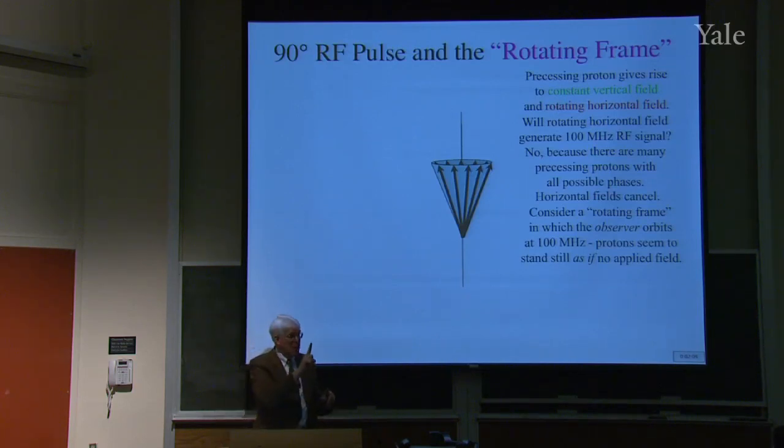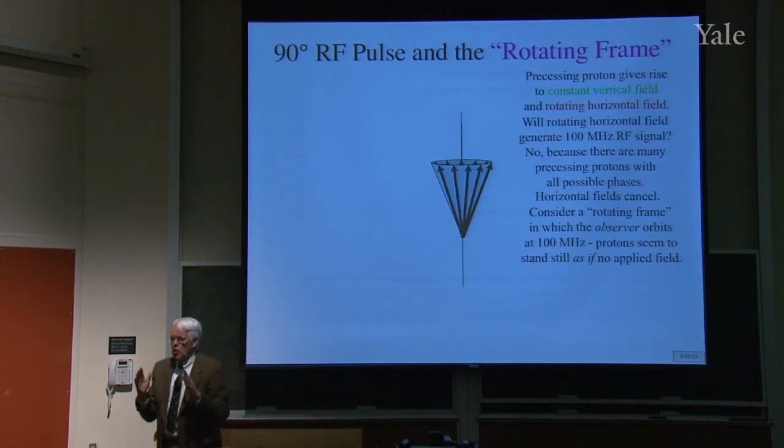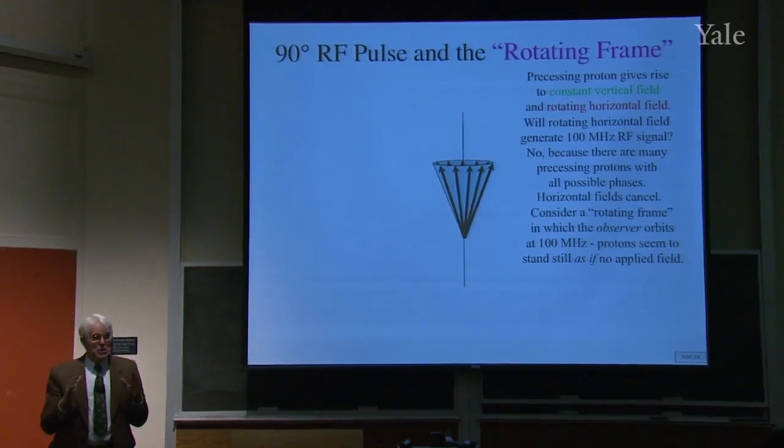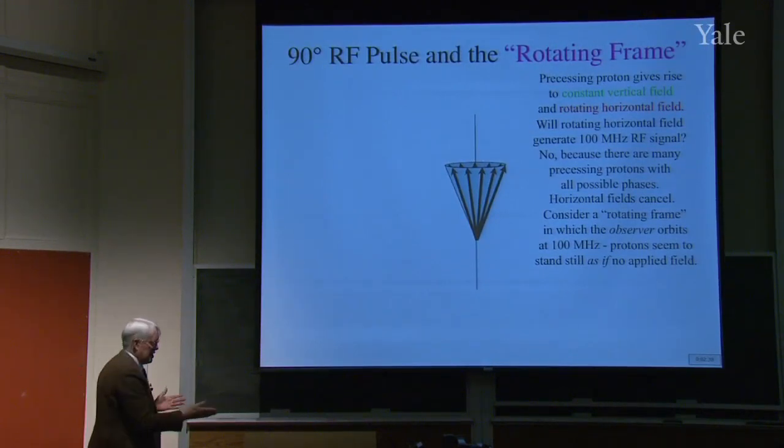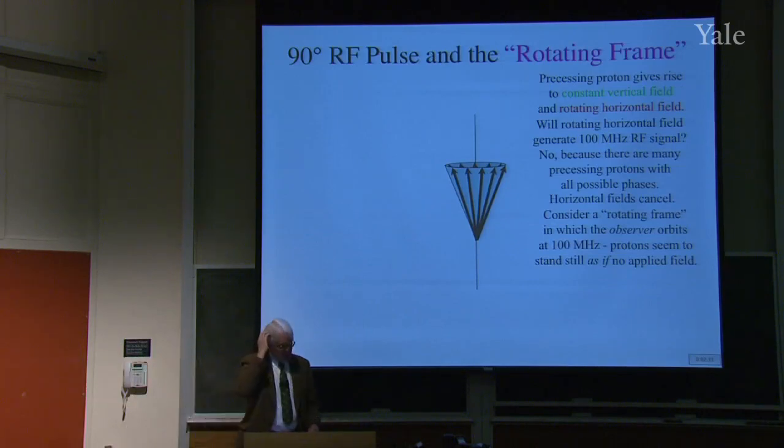But what would a proton look like if we were going around it at 100 megahertz and it's going around at 100 megahertz? It would look like it's standing still. So that makes it much easier to solve the problems, to work in a rotating frame so that they're not moving around from our point of view at 100 megahertz, they're just standing still. So we look at these and they're just standing still, okay? Now, as if there were no applied field, okay?